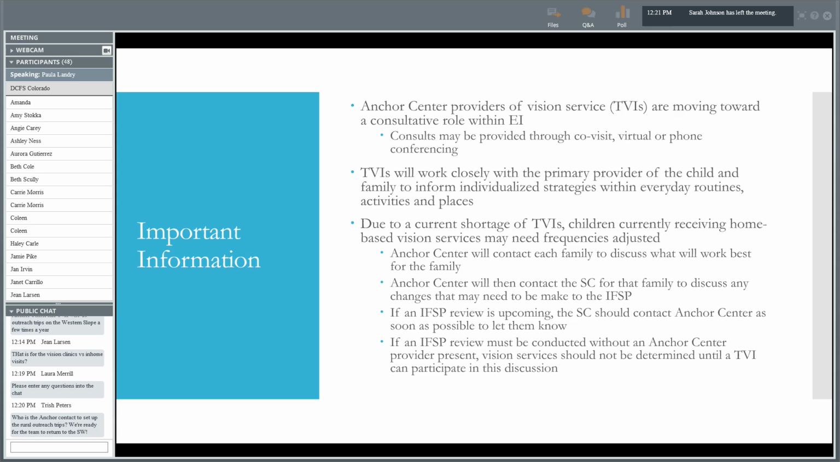No, that all sounds great. Okay. I would just add, when you said everybody should become a TVI, there is a program in Greeley that's an online program. So if anybody's interested, I'm just putting it out there.